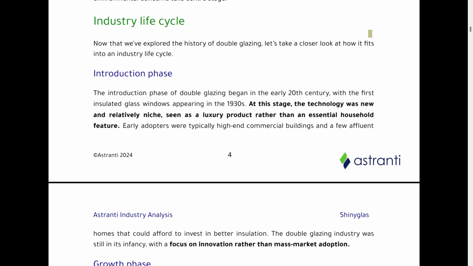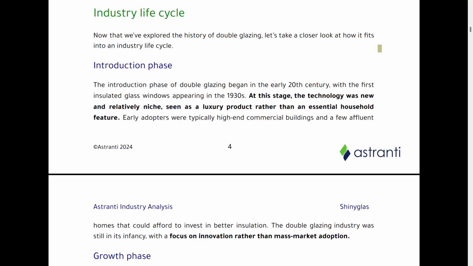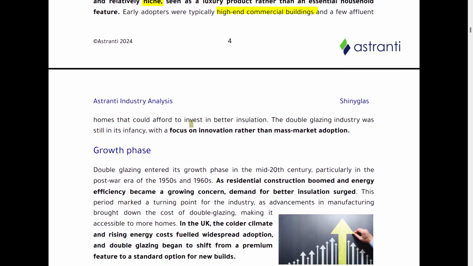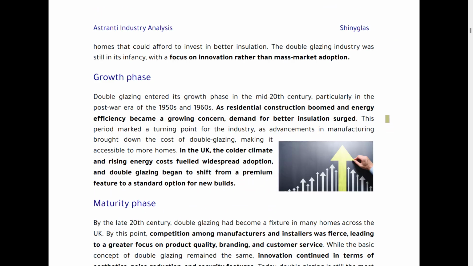So as wonderful as that history lesson I'm sure was, let's now have a look at the industry life cycle and see how it fits into the history of double glazing. So you might have recognised that the beginning of the early 20th century sounded a lot like the introduction phase of an industry life cycle, with the first insulated glass windows appearing in the 1930s, the technology being new and quite niche, and a luxury rather than a staple. Early adopters were high-end commercial buildings and a few very affluent homes that could afford to invest in that insulation. Typically, of an introduction phase, this was a real focus on innovation rather than mass market adoption at that point.